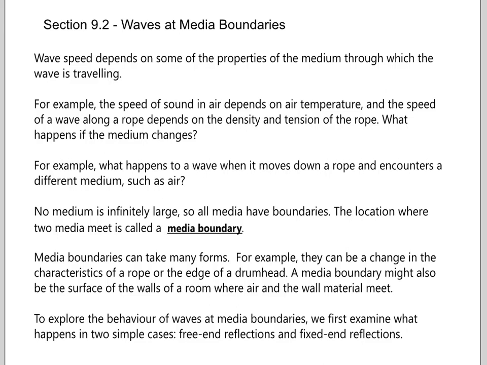Okay, so those types of things, that's where waves interact at something called a media boundary, and that's where the change in the medium is. Okay, and they can take on a whole bunch of different forms. We're going to explore a couple different variations, and the two easiest ones are going to be free end reflections or fixed end reflections. They're going to be very similar. And then we're going to also look at something called a free end to a fixed end reflection, but we'll go through all of that in a minute.